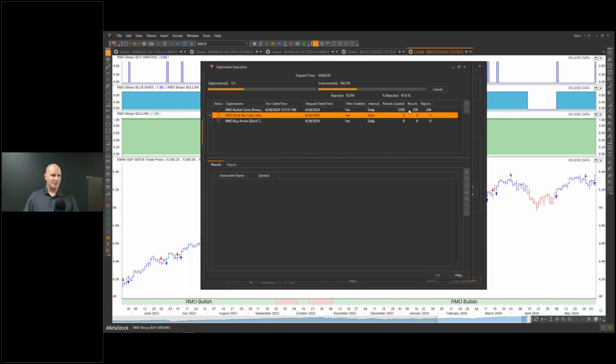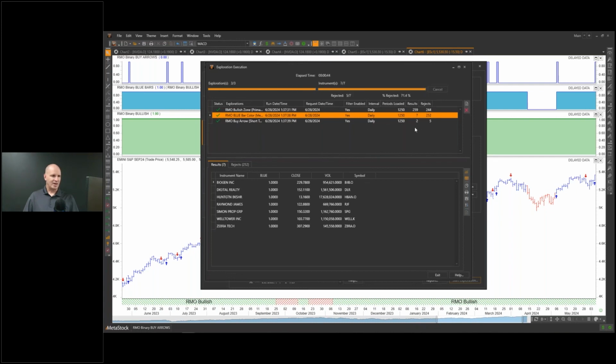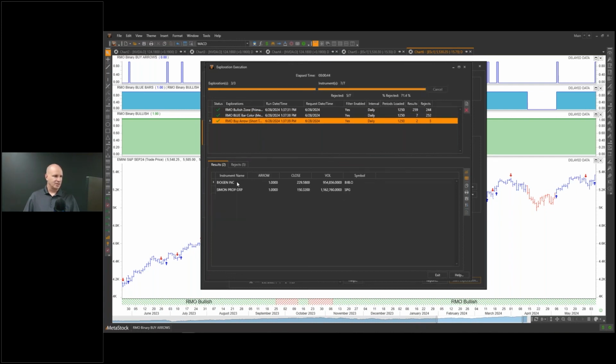So you can see we finished the first one there. Okay, so now it's going through the second one here, and then finally down to the third. So we have right now these two signals, Biogen and Simon Prop, that are giving opportunities today. So it's very easy to identify opportunities based off of these multiple trend analysis systems as well.